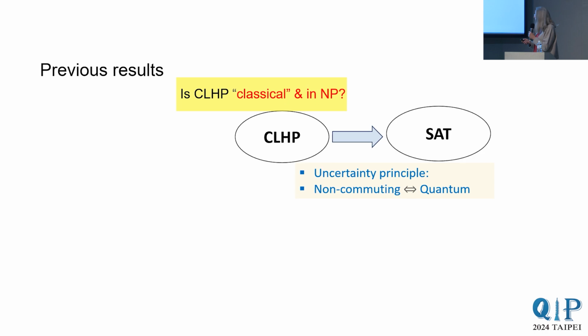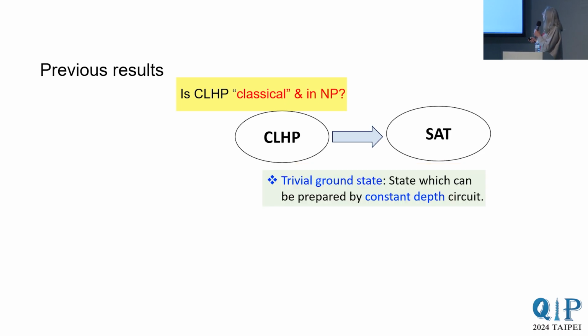And indeed, there's been a lot of interesting work showing that very special classes of commuting local Hamiltonians are contained in NP. Most of this work does so in a very strong sense. Many results show that special classes of commuting local Hamiltonians have trivial ground states, meaning that they can be constructed by constant depth circuits. So that implies that the entanglement in those states is entirely local.